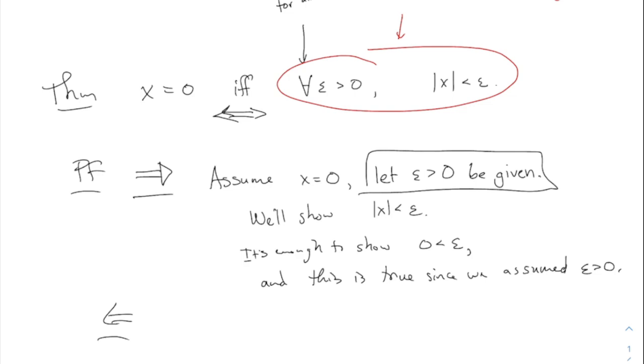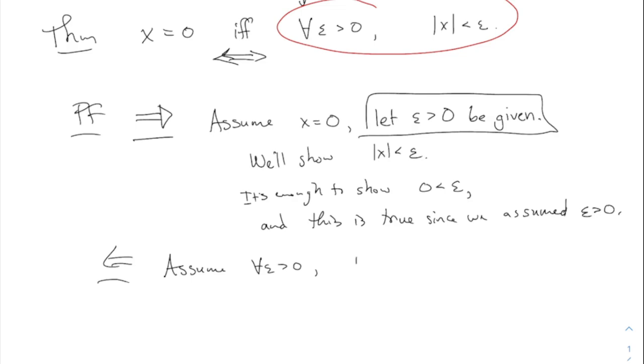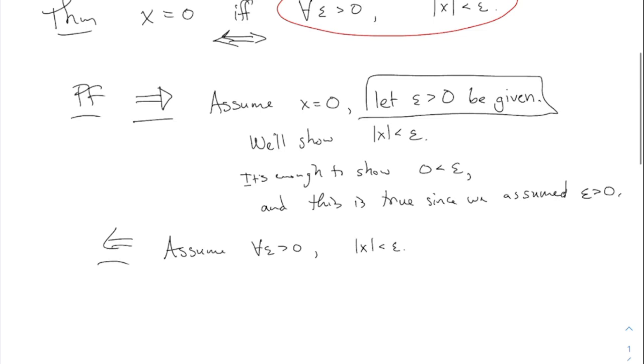I'm gonna assume that stuff in there: for all epsilon greater than zero, absolute value x less than epsilon, all right? And then we'll have to show. We'll show. Sometimes I write, and maybe I'll do this right now, an abbreviation that I often write: WTS means want to show. I want to show. I'm gonna show.